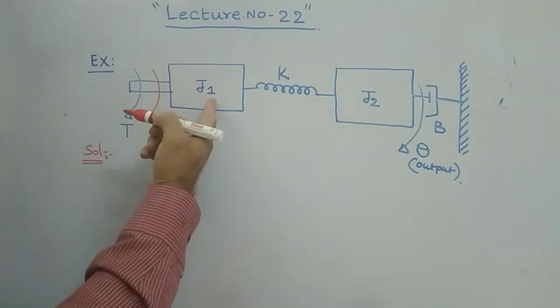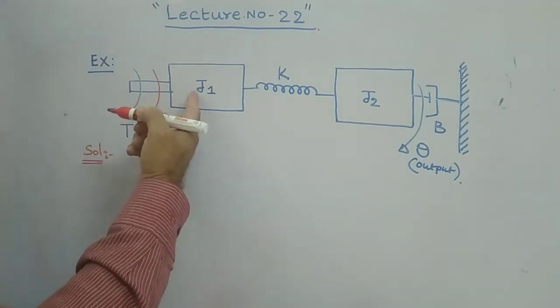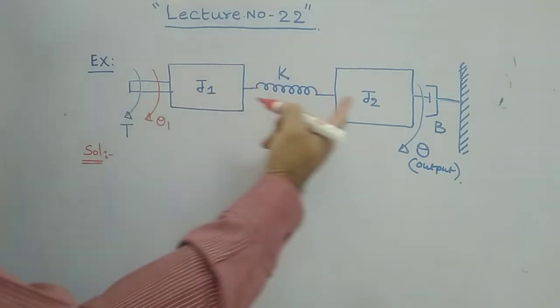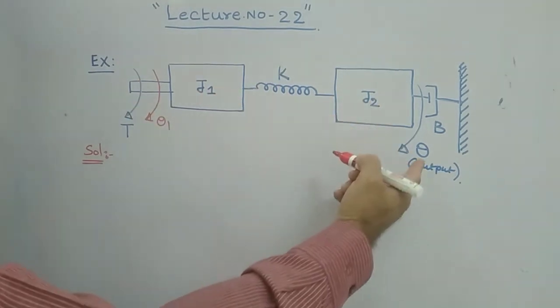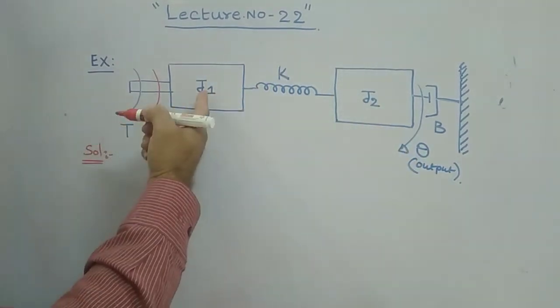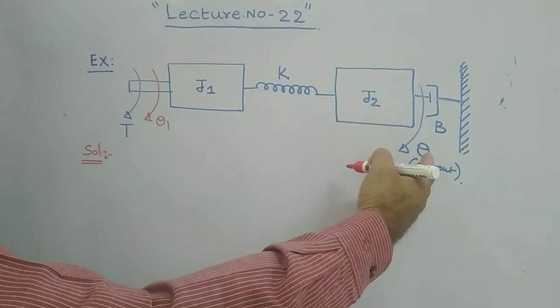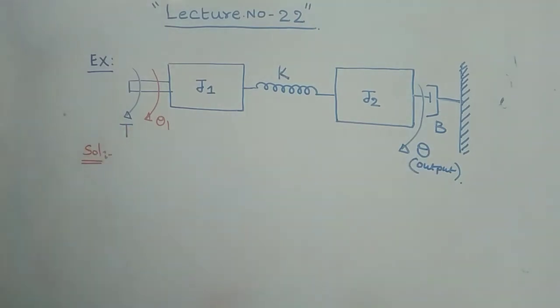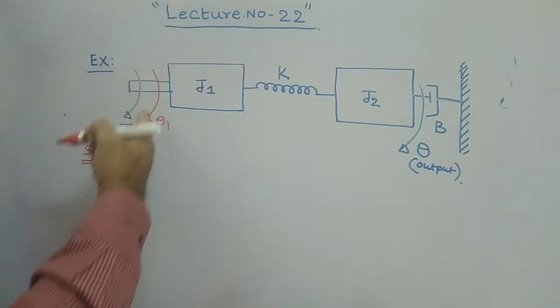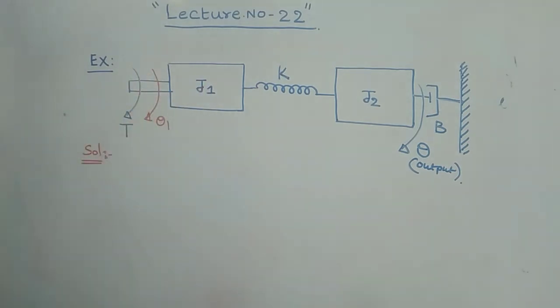Because J1 is first, you can take the moment of inertia as J1, and this is J2. At J2 the displacement is given as theta, whereas at J1 you can write theta 1. Angular displacement must be there, therefore you can take it as theta 1. Finally, we have to obtain the ratio theta of S by T of S. So you can take the displacement with respect to J1 as theta 1, no problem.